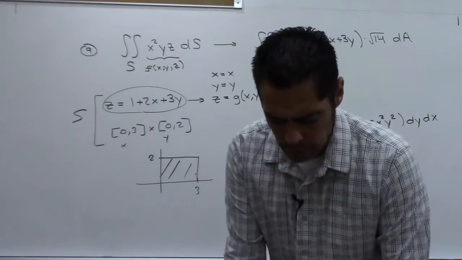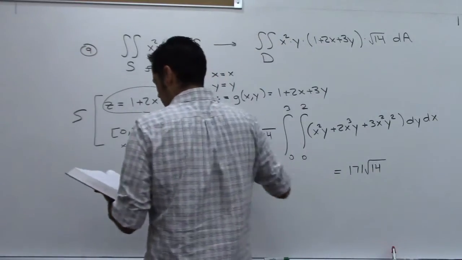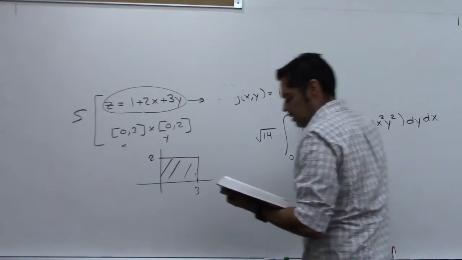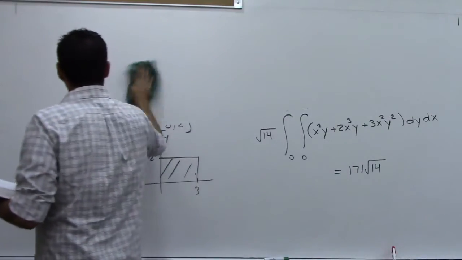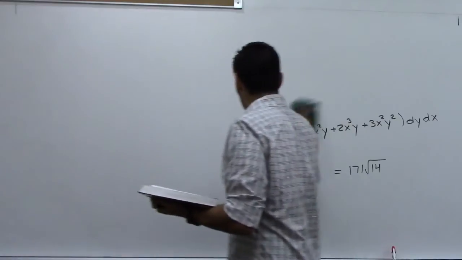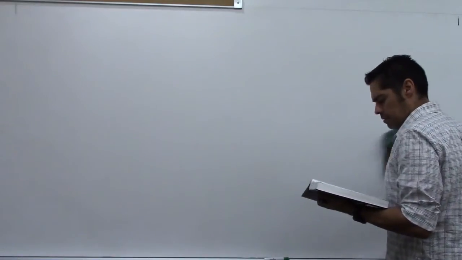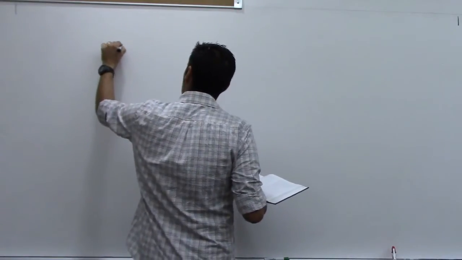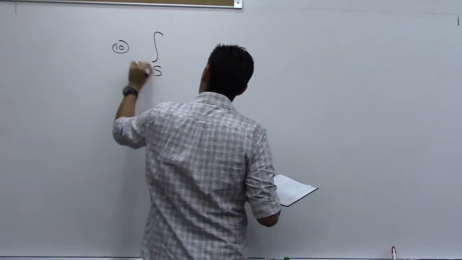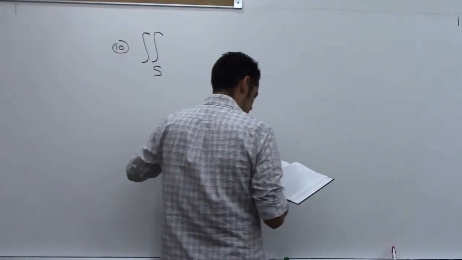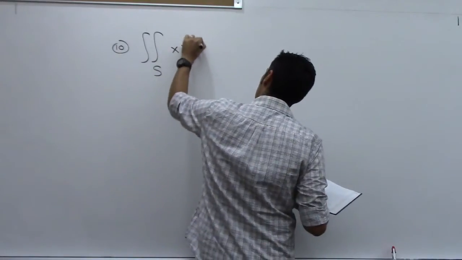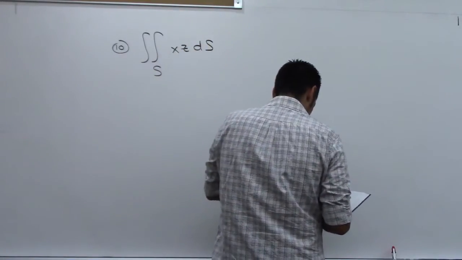All right, let's look at number 11. Although 10 looks kind of interesting. Let me try and set up 10 quickly. Okay, so for 10, you have a surface integral of xz with respect to surface area.